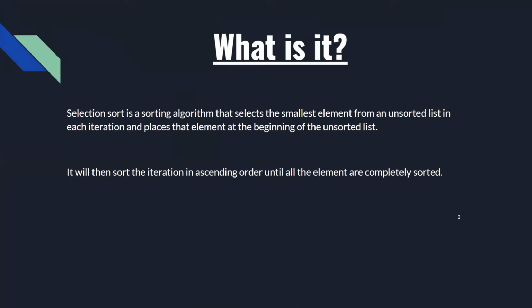So the selection sort is a sorting algorithm that selects the smallest element from an unsorted list in each iteration and places that element at the beginning of the unsorted list. It does that basically by comparing the first element to the other elements until it gets the smallest one and puts it at the beginning. At the end of the sorting, it will sort the iteration in ascending order until all elements are completely sorted. So in the next slide, we'll have an example of this.